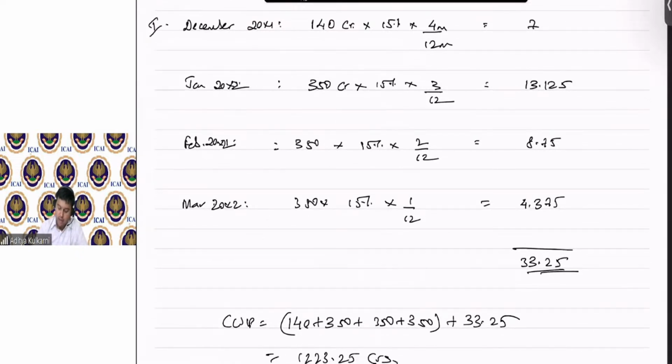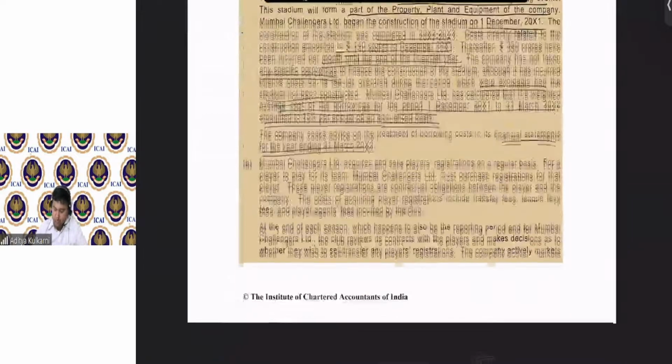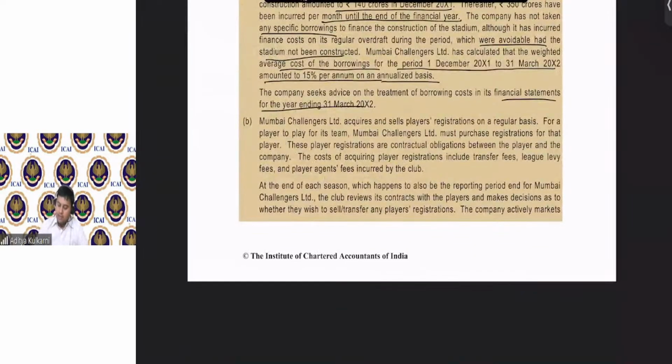Okay, coming to part 2. D. Mumbai Challengers acquires and sells players' registrations on a regular basis. For a player to play for its team, Mumbai Challengers Limited must purchase registrations for that player. These player registrations are contractual obligations between the player and the company. The cost of acquiring the player registrations include transfer fees, league levy fees, and player agents fees incurred by the club. Okay. Take the case of any IPL team, right?